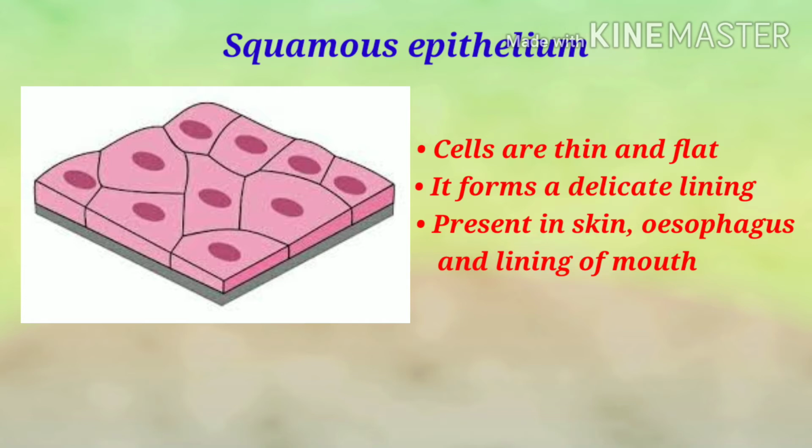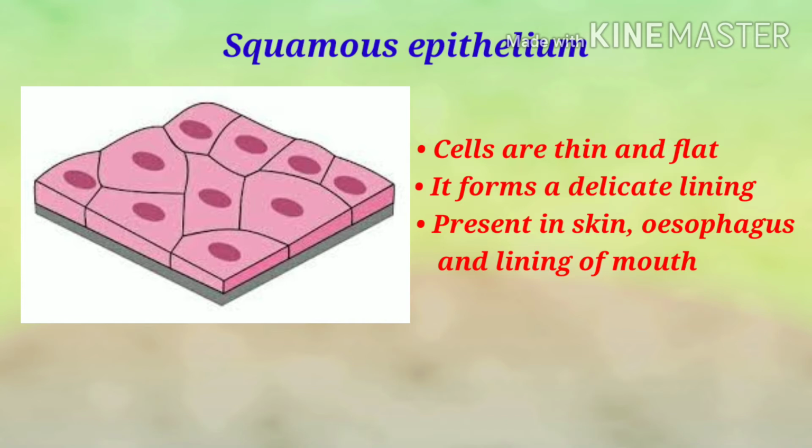Squamous epithelium. Here the cells are thin and flat in shape. It forms a delicate lining. Delicate means a very thin lining. If these cells are present anywhere, they form a very thin lining in that organ.